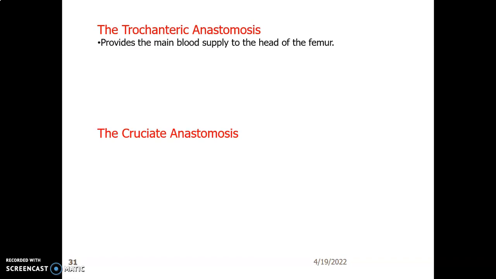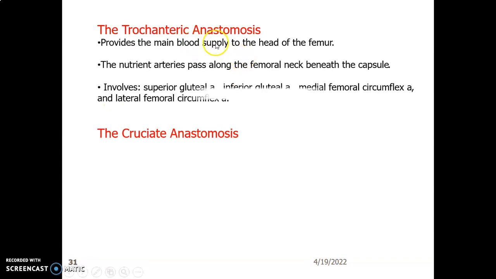We have the trochanteric and the cruciate anastomosis. Trochanteric is the main blood supply to the head of the femur in adults. So nutrient arteries pass along the femoral neck beneath the capsule. Those are the retinacular vessels. Which vessels form the trochanteric anastomosis? Descending branch of superior gluteal, descending branch of inferior gluteal artery, ascending branch of medial circumflex femoral, ascending branch of lateral circumflex femoral. So those form the trochanteric anastomosis.